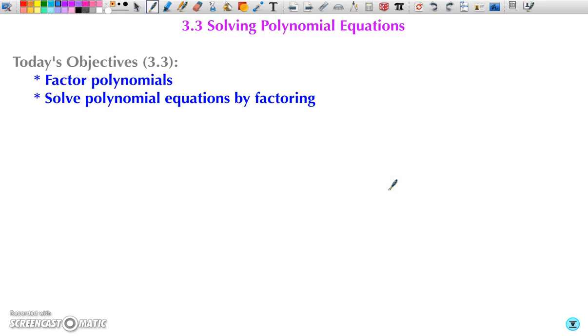In this section, we're going to solve polynomial equations. So we're going to actually work with higher than quadratics, which is what we're used to. We're going to factor them and solve by factoring, all that good stuff.